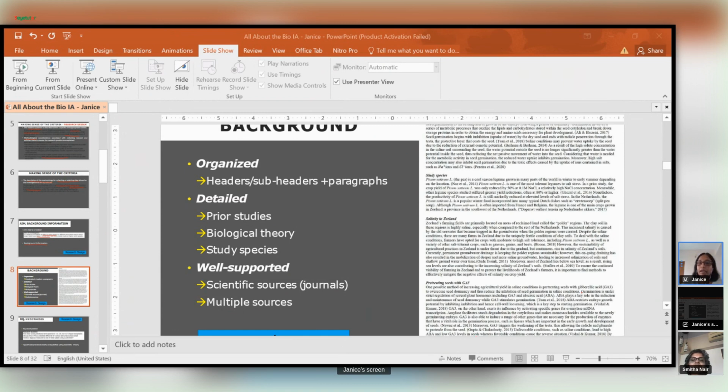Scientific sources: I have mentioned here, see, Odenthal 2011, so I got it from there. I have made in-text citations over here. Multiple sources I have taken. So this is an example for you to see how the background information should be written.